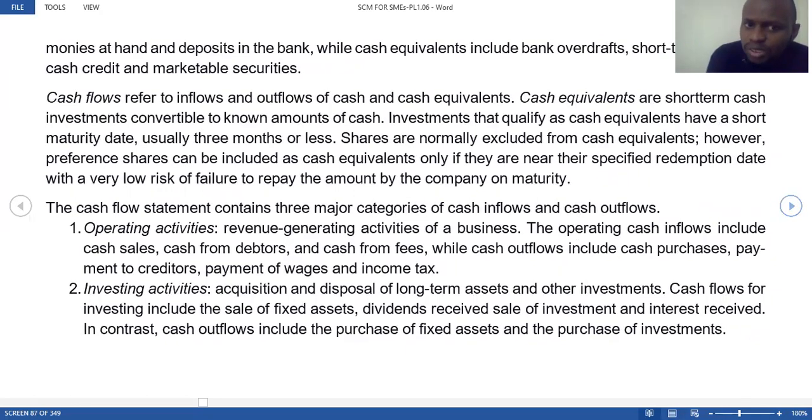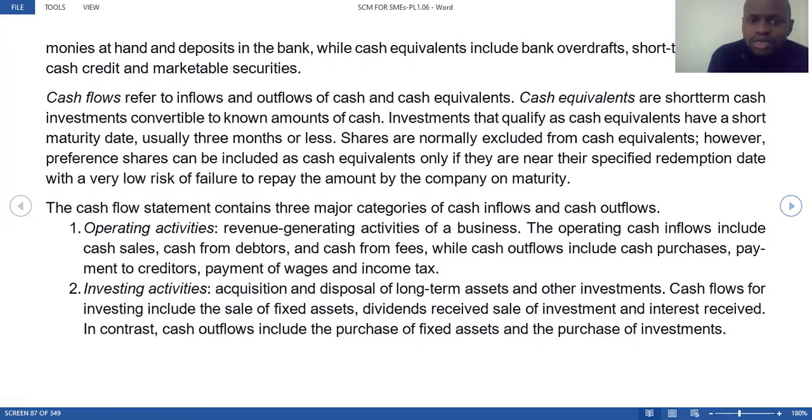Cash flow refers to the inflows and outflows of cash and cash equivalents. And when you are talking about cash equivalents, these are short-term cash investments that can be easily converted into cash or a known amount of cash.